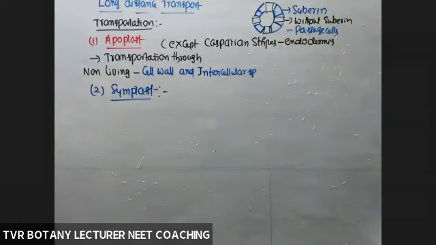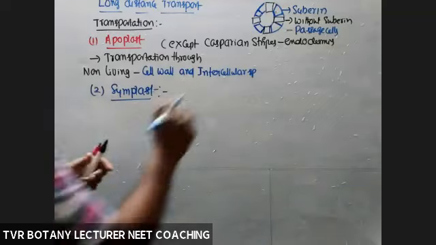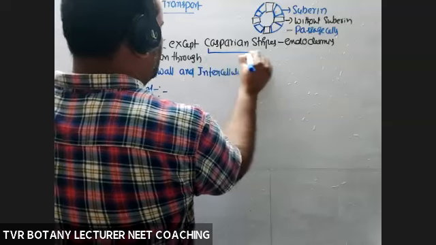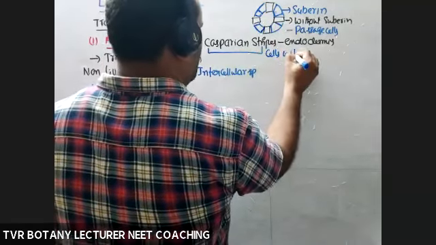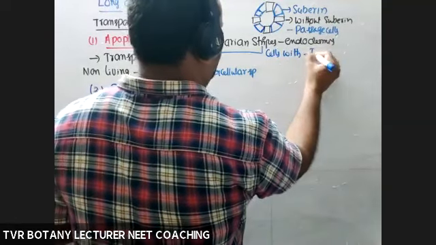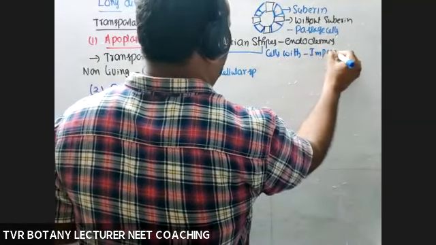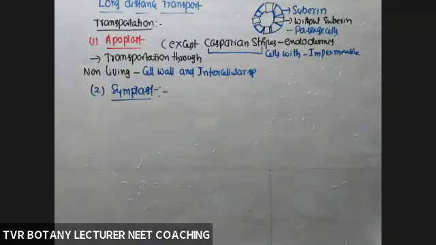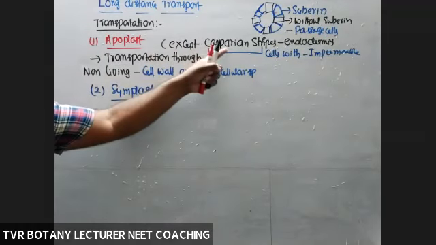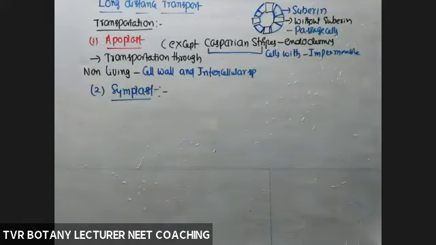Reason, so-called Casparian bands or strips are impermeable to water. So cells with Casparian bands are impermeable to water. Cell wall is impermeable. Reason, suberin is present. So apoplast is not applicable to cells with Casparian bands. In the rest of the areas, it is applicable.